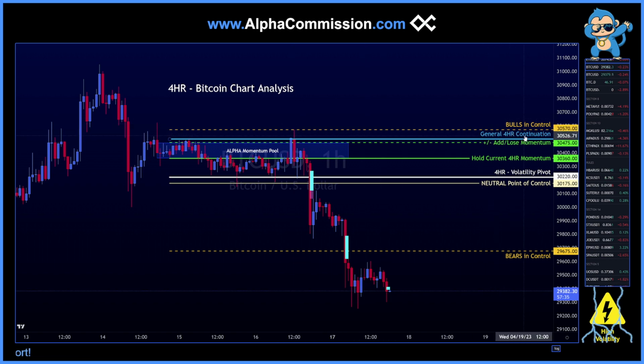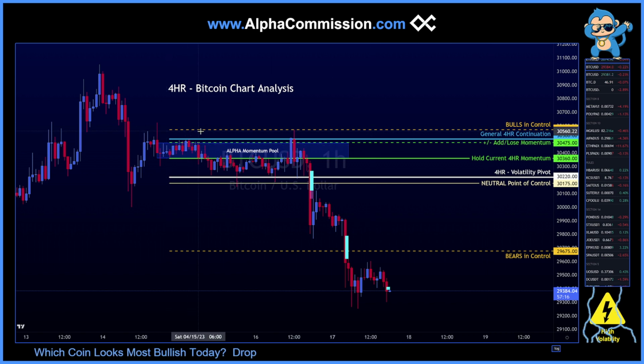Here we had the general continuation, right? And time and again, we tried to break above the general continuation, but we just weren't able to. Now, I know when I present this information to you, you may only have the candles over here, and so it just looks like a bunch of lines going to the right. But I'm trying to show you that this is tradable.